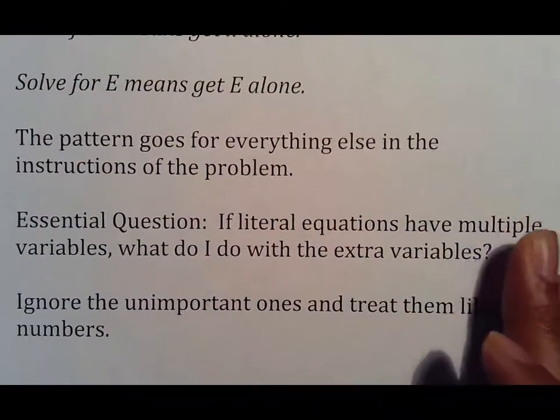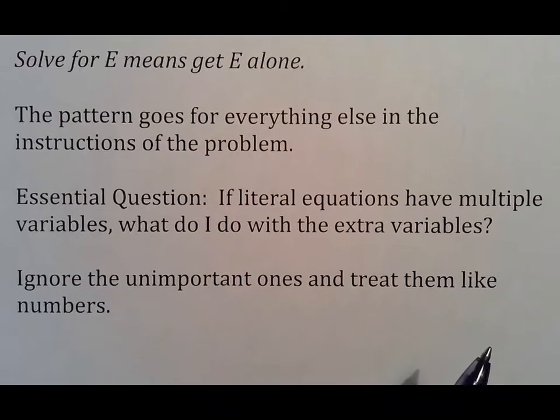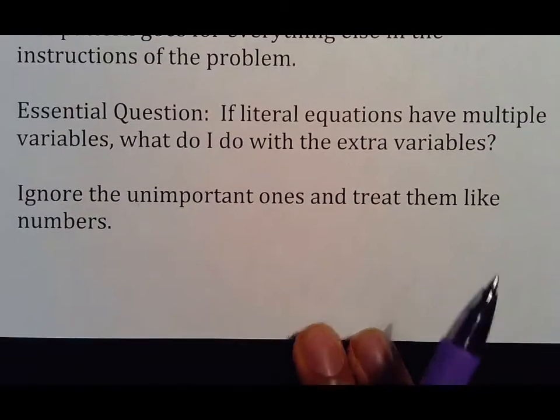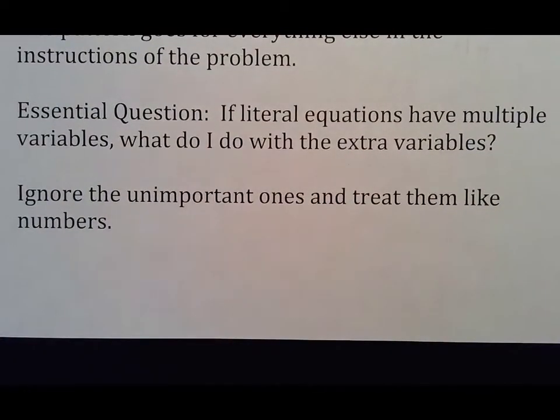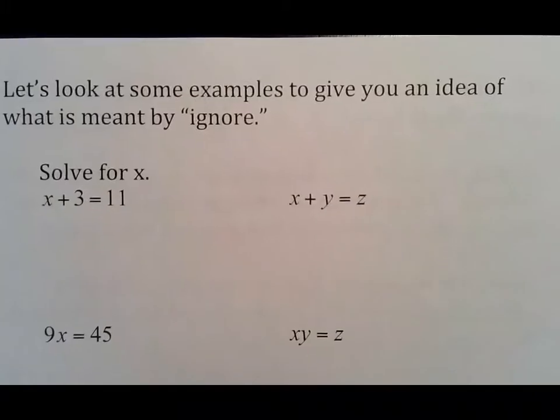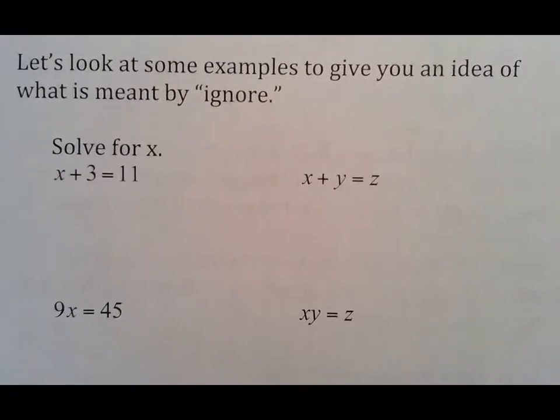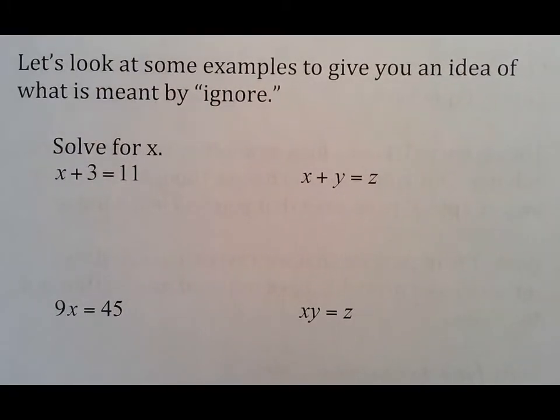Again, that pattern goes for everything else in the instructions of the problem. If literal equations have multiple variables, what do I do with the extra variables? Well, the answer is ignore the unimportant ones and treat them like numbers. Just act like they are the same as everything else. The only variable you're worried about is the one you're solving for. So let's look at some examples real quick just to give you an idea of what we mean by ignore.